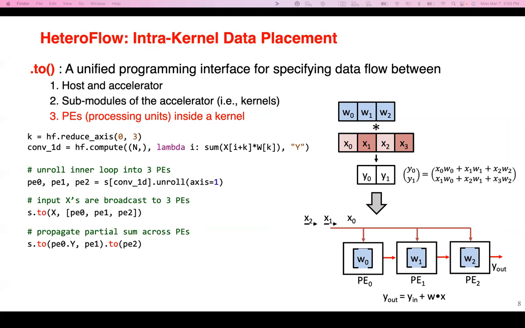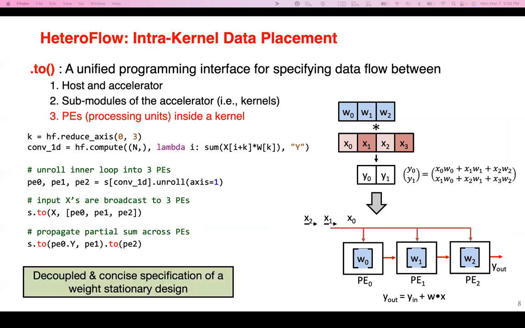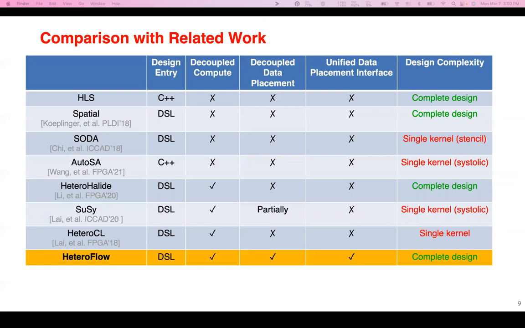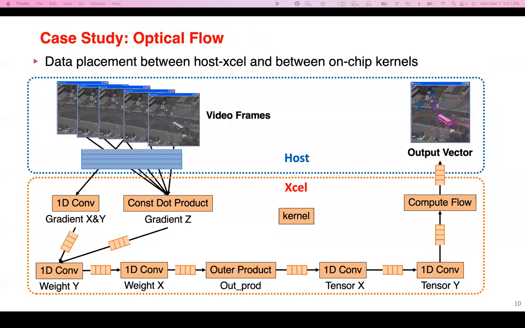With the new .to() primitive, we're able to build a weight stationary systolic array for the 1D convolutional kernel just using a few lines of code. This is decoupled and is also concise. Compared with other existing programming frameworks for FPGAs, HeteroFlow is the first to provide a unified and decoupled interface for data placement. And by using the .to() primitive in HeteroFlow, programmers can connect systolic array kernels with non-systolic array kernels to build a complete accelerator design. We use this optical flow example as a case study to evaluate HeteroFlow.